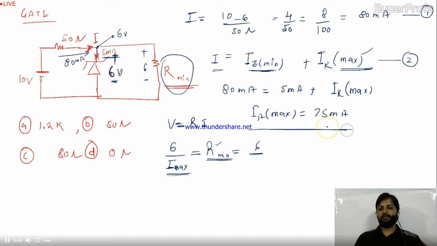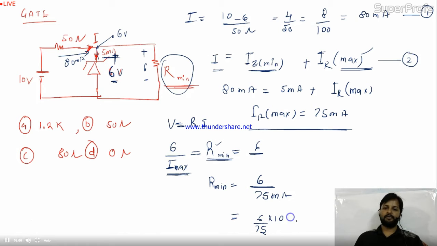75 milliampere. Is it okay? So R minimum will be 6 divided by 75 milliampere. So this will be 6 divided by 75 into 1000. Okay. So it will be 80 ohm. So your answer is 80 ohm. Is it clear to you how to use the Zener circuit? How to use the Zener voltage drop?